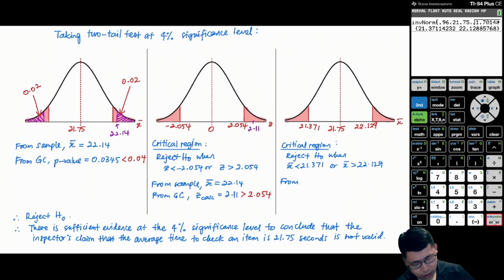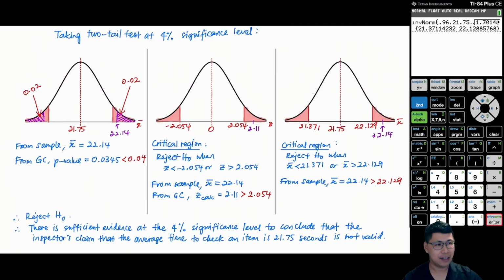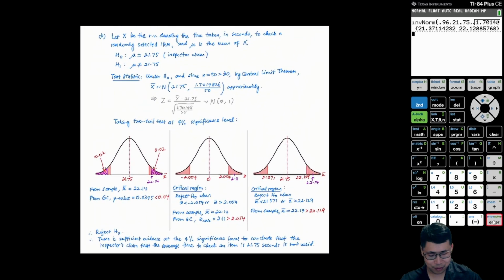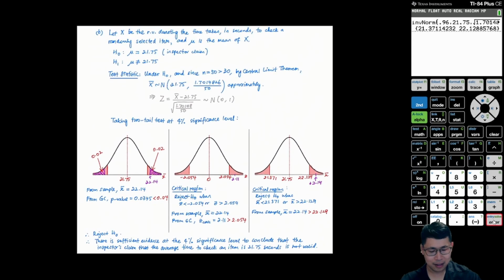From the sample, x bar just now was 22.14, and this is actually greater than this. So this tells me that my 22.14 is actually over here in the rejection region. Because of this, I will still get the same conclusion. So the presentation is going to be like that for the whole of question 3 part B. From here you can go this track, or this track, or this track. Either one.